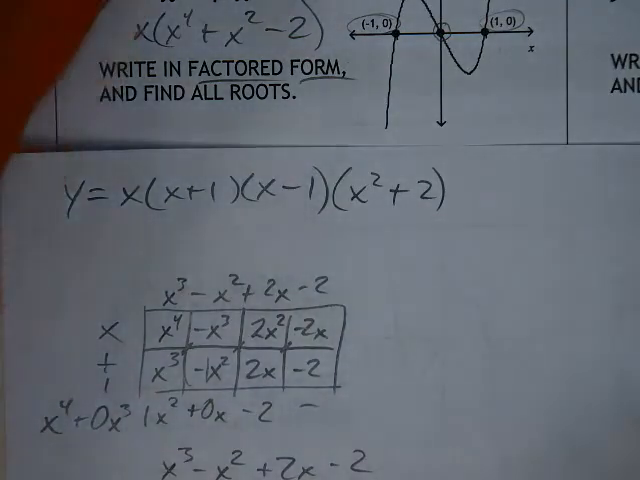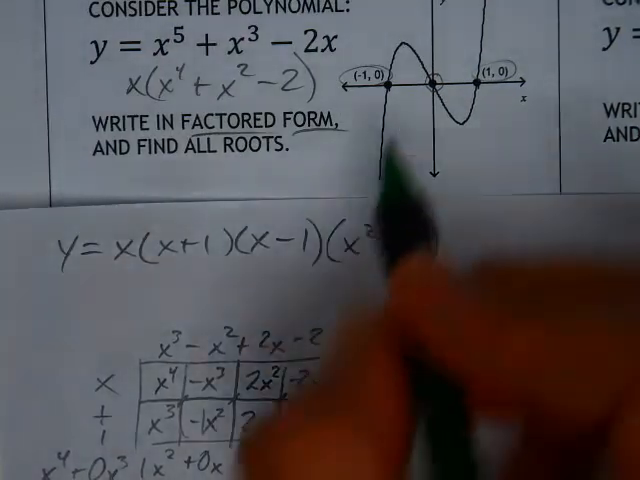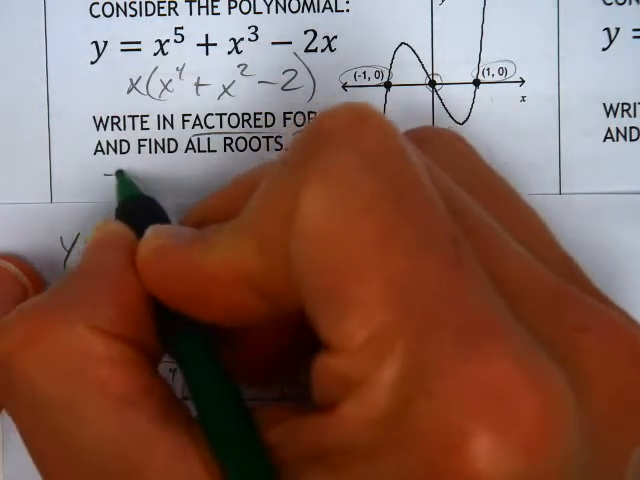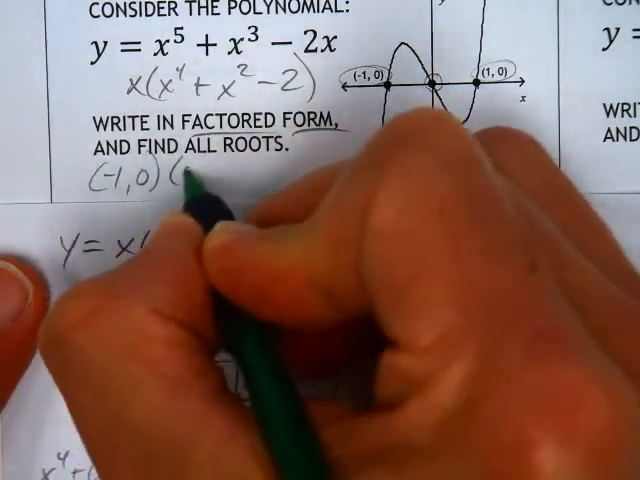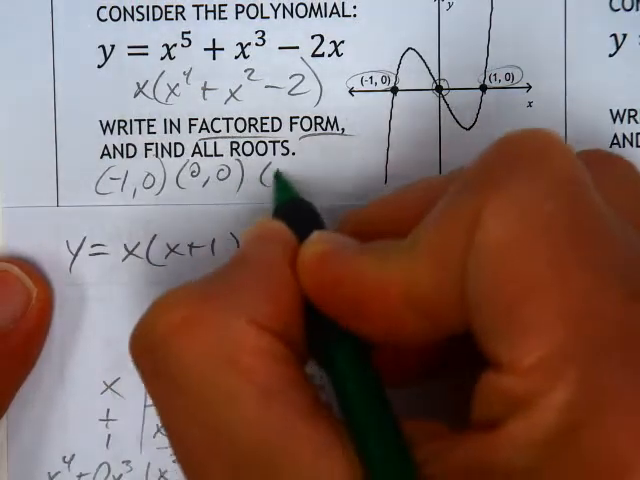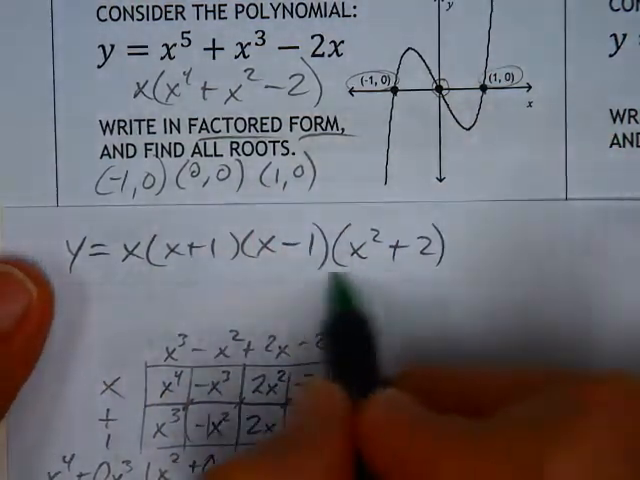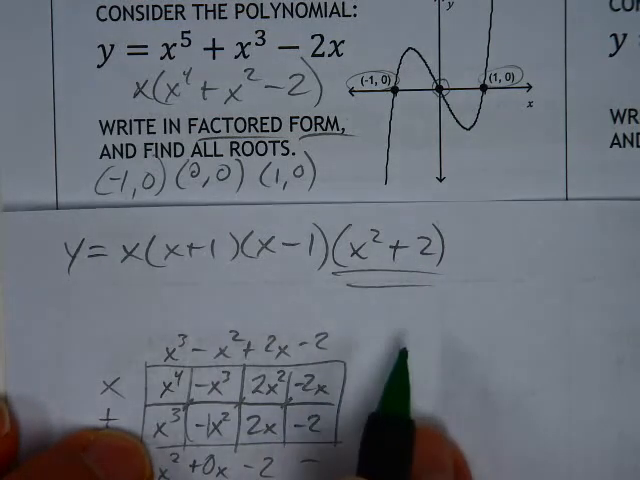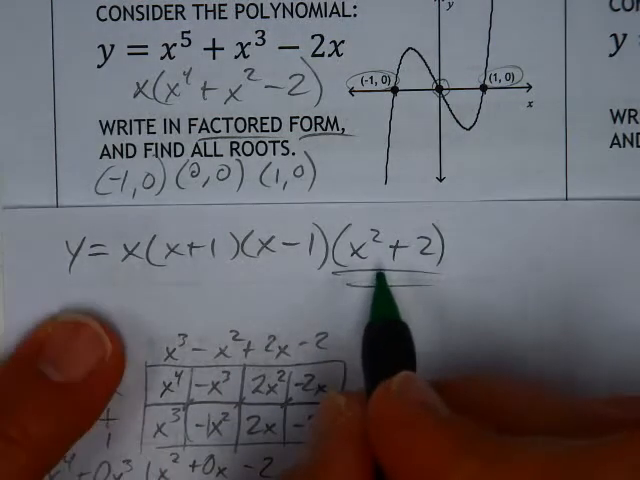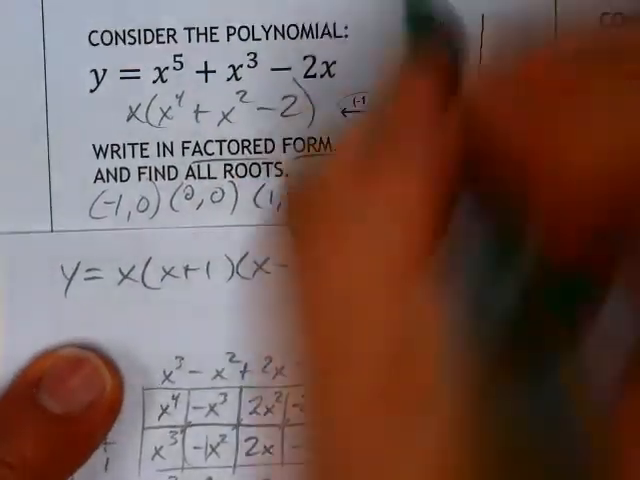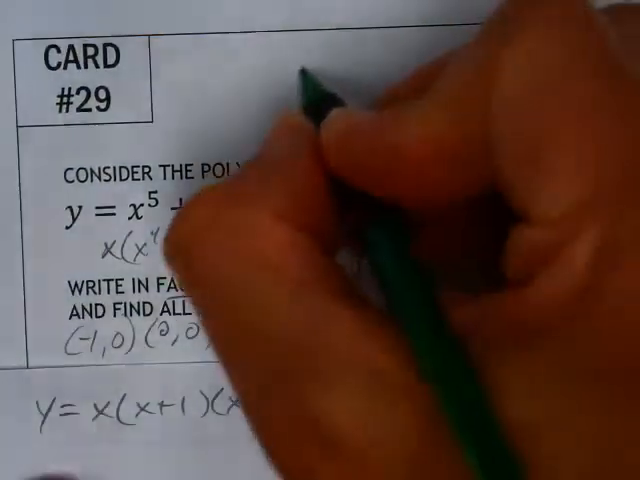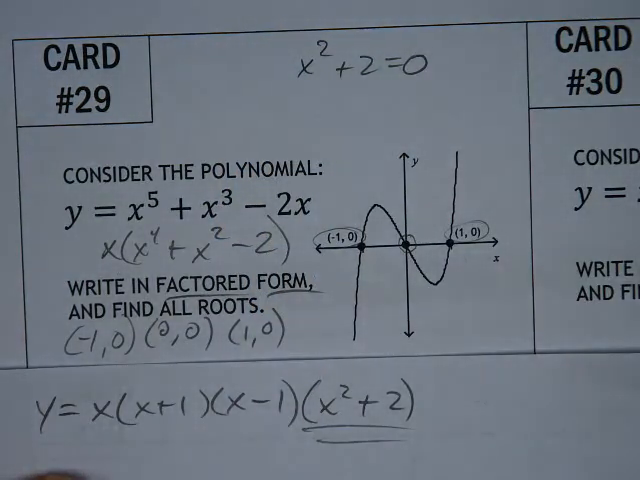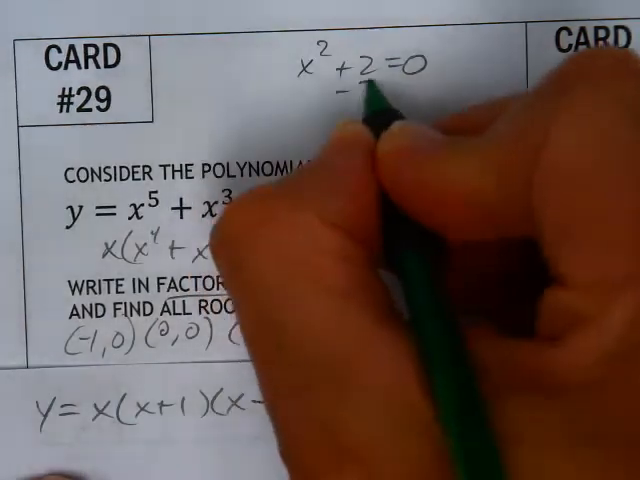The roots are relatively easy because I've already kind of identified them. Roots are negative 1, 0, 0, 0, and 1, 0. However, this produces 2 more roots. What type of roots are those going to be? Well, we don't know for sure. But if I set that equal to 0, x squared plus 2 equals 0. I can either do the quadratic formula, but since there's only 2 terms, subtract the 2.